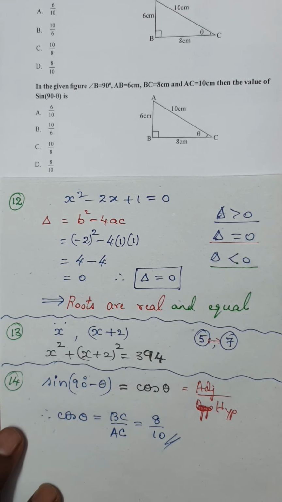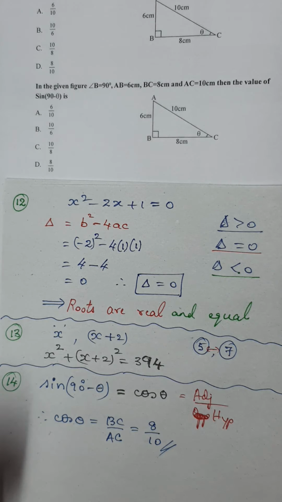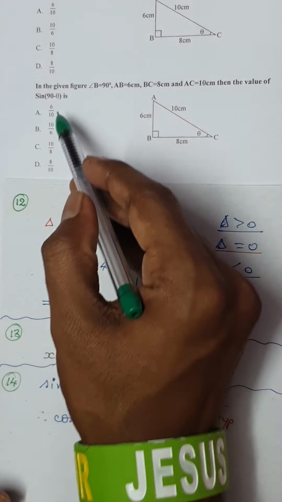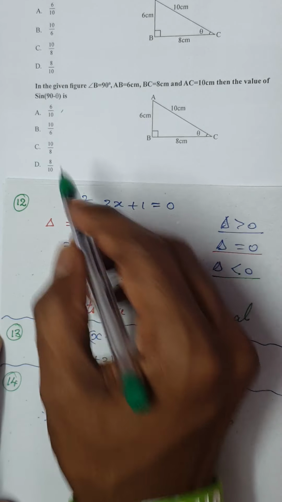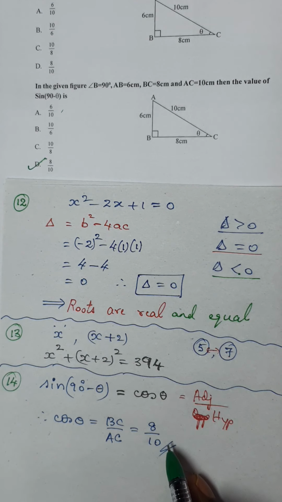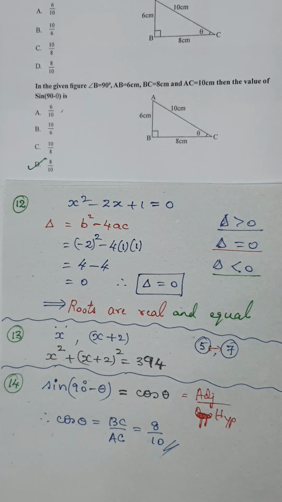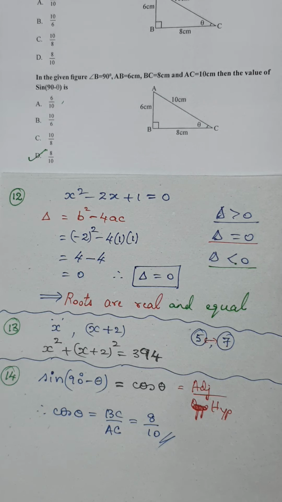So check for the right answer. The option is cos theta should be 8 divided by 10. So 6 by 10 is option A, not the correct answer. 10 by 6, no. 10 by 8, no. And option D is the correct answer, 8 divided by 10. Students sometimes feel trigonometry problems are tricky, but actually trigonometry problems are very simple, provided you know the basic concepts in detail. So let's move to question number 15 now.